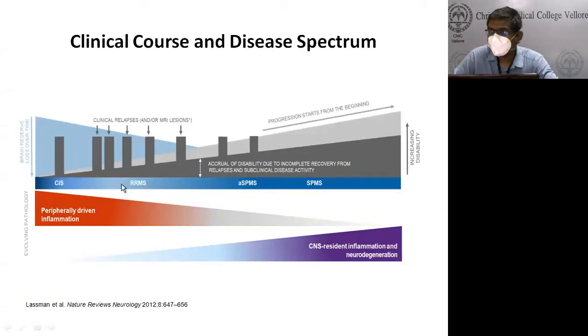So this will be the inflammatory phase of multiple sclerosis. This will be the degenerative phase, where you call it either secondary progressive. A few subtypes of MS progress right from the beginning. So that is what is known as primary progressive multiple sclerosis.